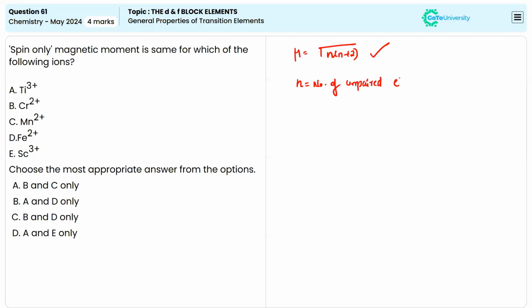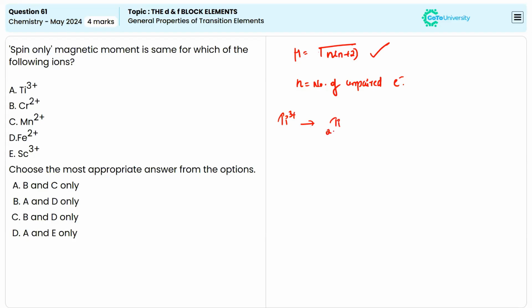Using the number of unpaired electrons in each of them, we have to calculate which of the following have the same value of spin-only magnetic moment. So first we have to calculate the number of unpaired electrons in all of them. First let us consider titanium 3 plus.